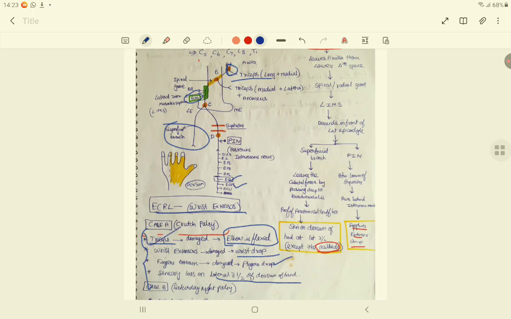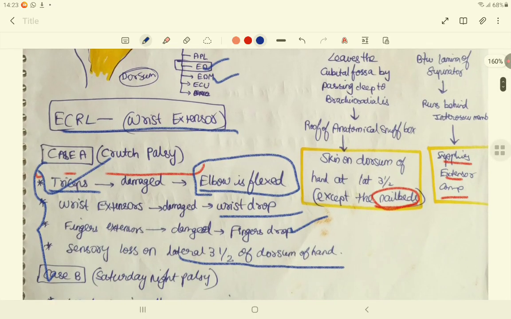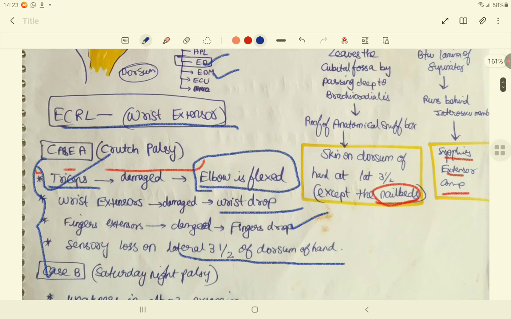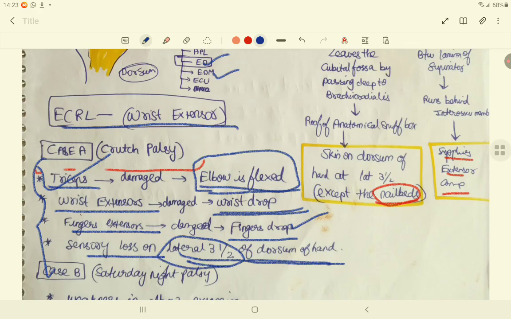These are the clinical conditions you will see when there is damage to the radial nerve at point A. Triceps will be affected, so the elbow is flexed. Wrist extensors are damaged, so wrist drop will be there. Extensors of the fingers are damaged, so finger drop will be there. And sensory loss is there in the lateral 3.5 of the dorsum of the hand. So this is about case A.